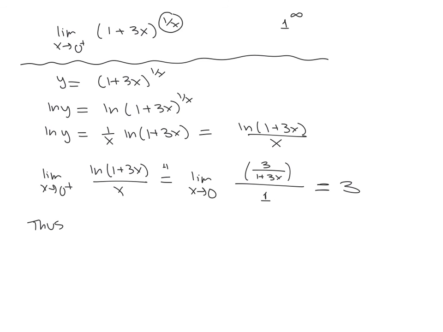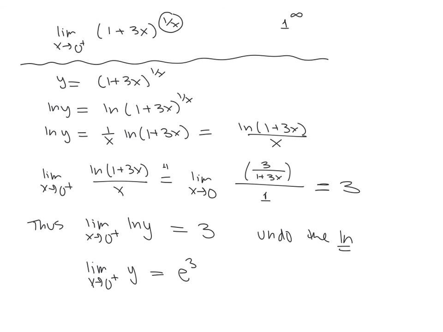So what this told you is that the limit as x goes to 0 plus of natural log of y was equal to 3, where y is your original expression. How do you undo the ln? You e it. So the limit as x goes to 0 plus of regular y will be e to the third.